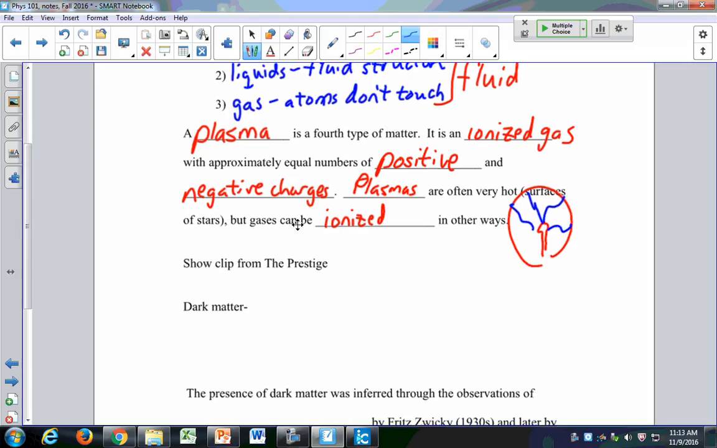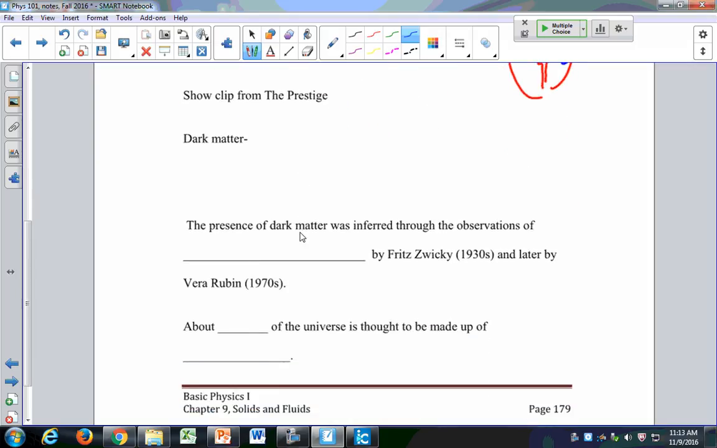Oh, let's see. We're not going to show the clip from The Prestige. Dark matter. You could see a question about dark matter just asking you, what is dark matter? We don't know. We don't really know what dark matter is. But dark matter is material that doesn't emit light. So matter that doesn't emit or reflect light.